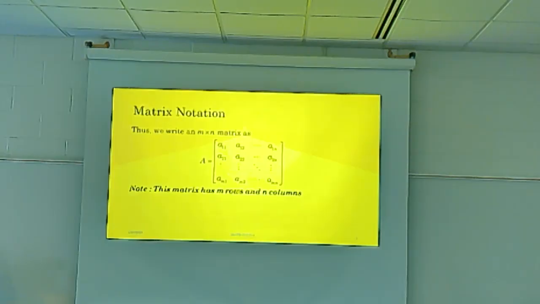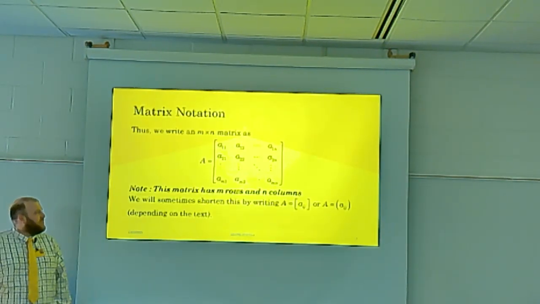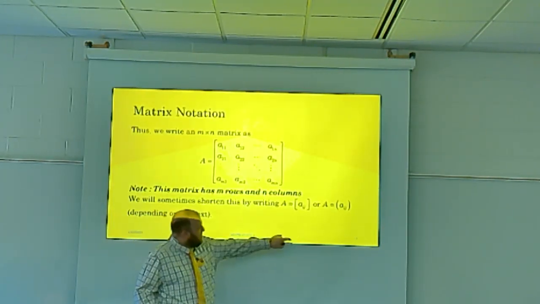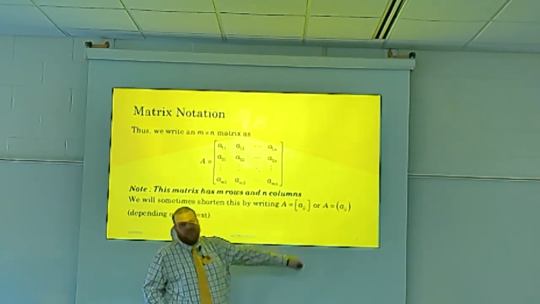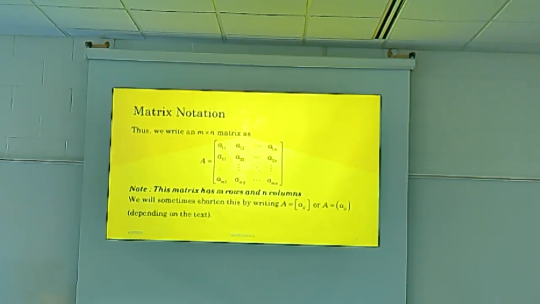However, this notation can get really tedious really quickly. Imagine a 100 by 100 matrix. Have fun writing that matrix and proving stuff about it. So we shorthand it and say that the matrix will just be in square braces a sub ij, or in parentheses a sub ij, to represent an m by n matrix.